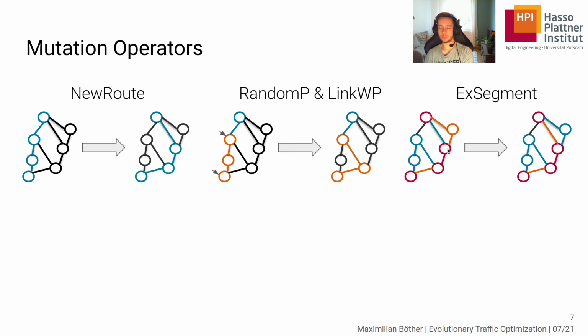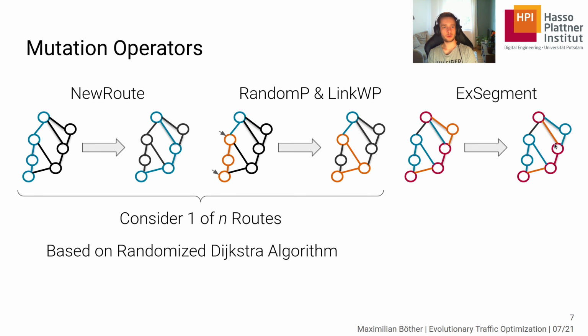So think about it, if you have multiple overlapping segments between routes, you can basically exchange the sub-segments between these routes and try to get improvement out of this. So maybe it's better for all these cars that after here follow this route to also go here. And again, we see that these operators consider one of n routes because we modify a single route, and they might improve because we randomize our solutions.